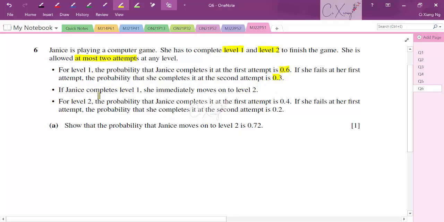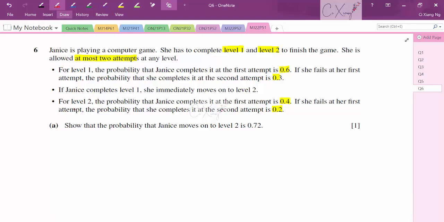If Janice completes level 1, she immediately moves on to level 2. For level 2, the probability she completes the first attempt is 0.4. If she failed her first attempt, the probability that she completes the second attempt is 0.2. I think it's very simple. For level 1, you have at most 2 attempts. Level 2 also at most 2 attempts. But if you already complete level 1 at the first attempt, you can straight away go to level 2.